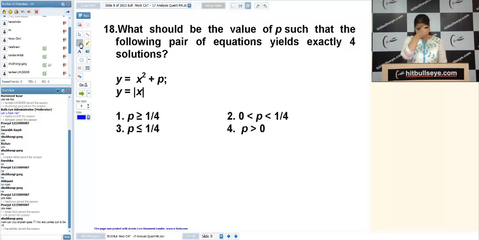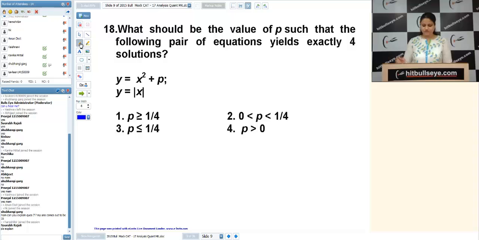Yes, any one of you? Yes, Saurabh. What should be the value of p such that the following pair of equations yields exactly 4 solutions? So y is equal to mod x, this is given, and y is equal to x square plus p. So if y is equal to mod of x, can you say y square will be equal to mod of x square, which will be equal to x square only. Whether you take the square of the modulus or the square of the simple number, you will get the same answer always.